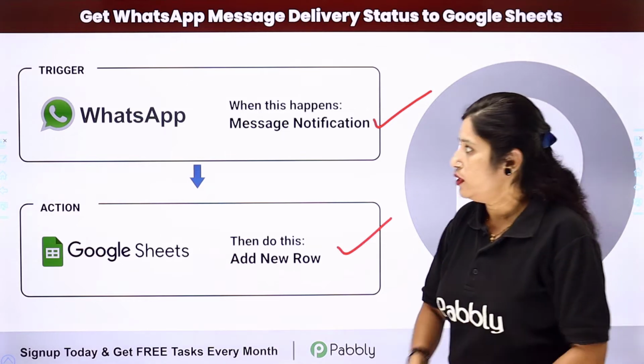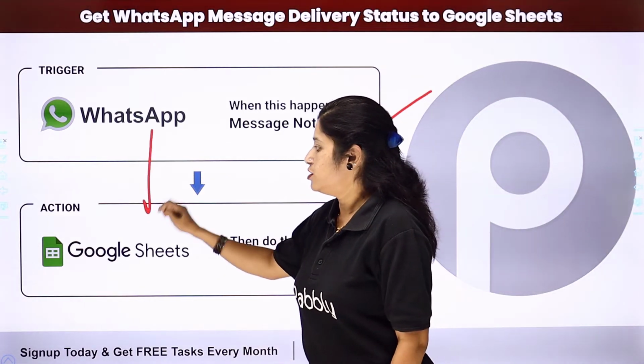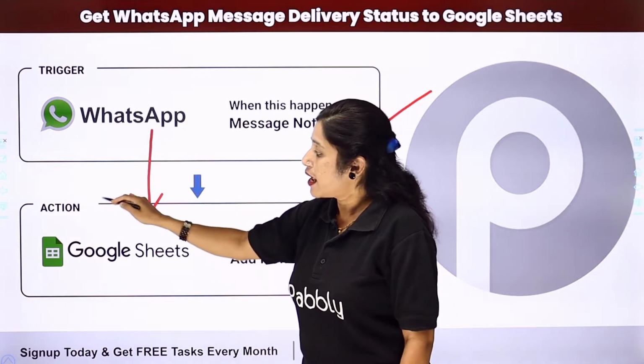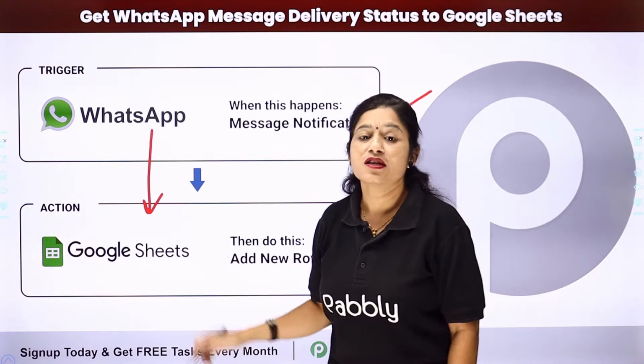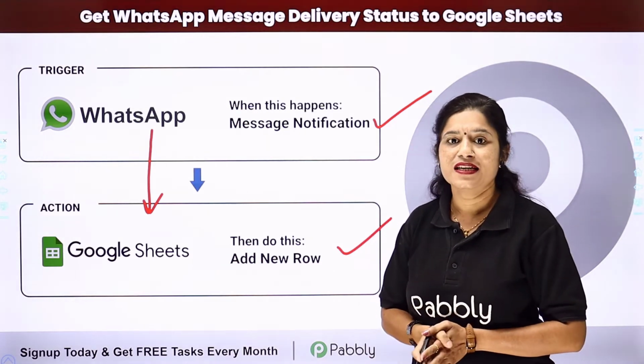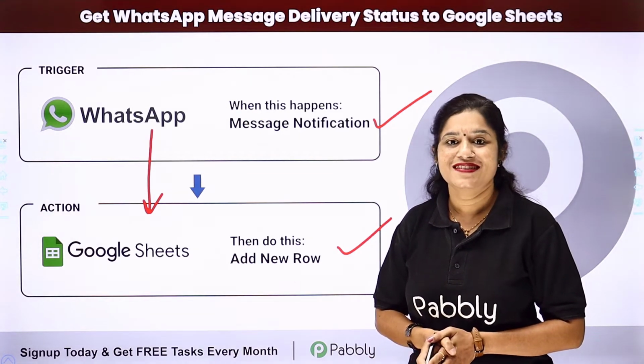For that, you need to integrate your WhatsApp with Google Sheets. So here your trigger application would be WhatsApp and your action application would be Google Sheets. So how can you integrate both these software applications using Pabbly Connect? For that, you need to come to my screen.